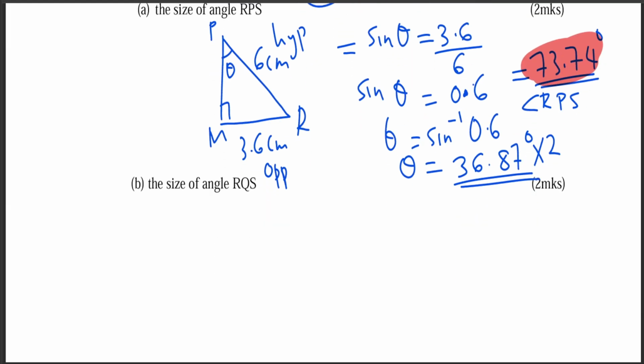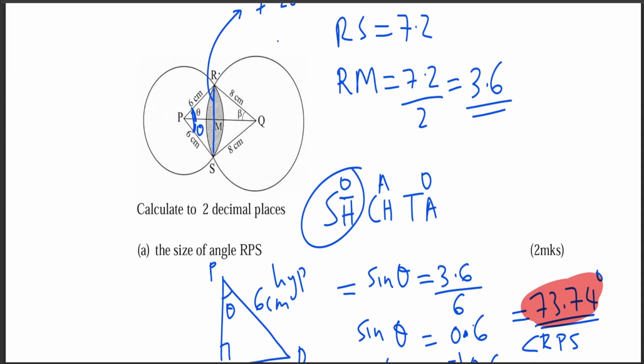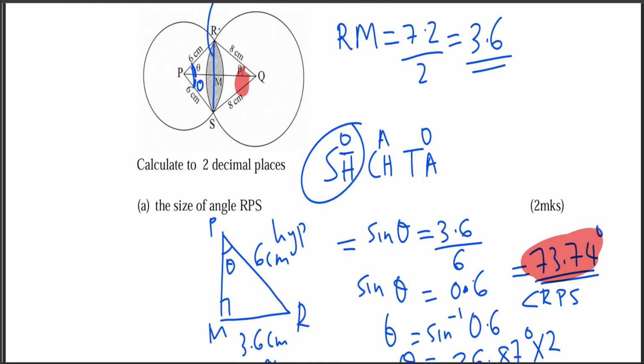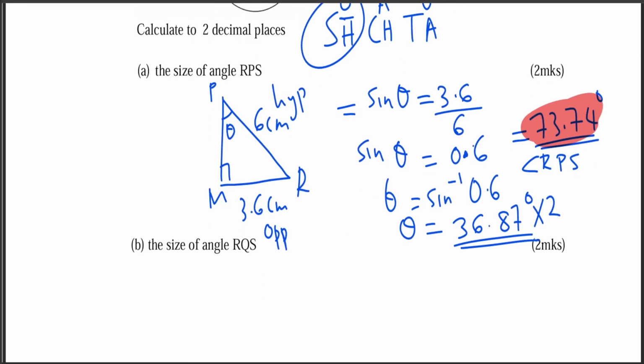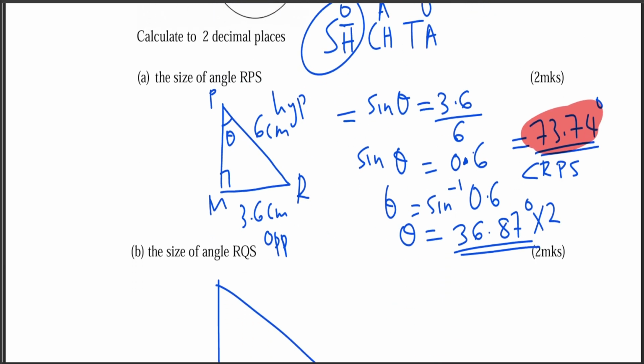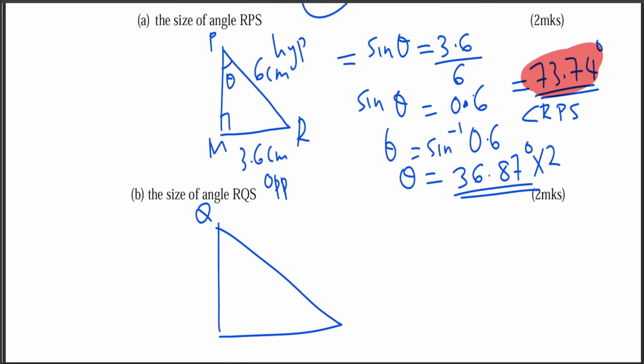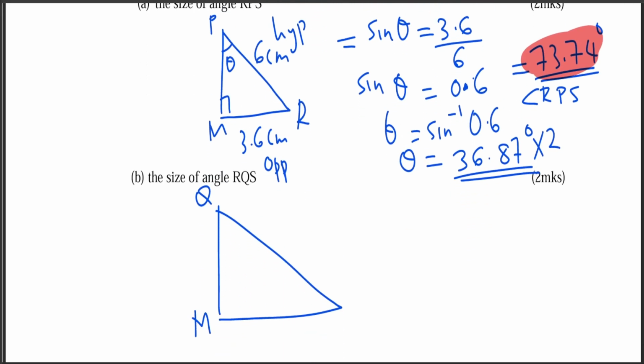That was 2 marks. Question B, the size of angle RQS. RQS, which is now this whole thing here. Now you use the same methodology, which is the easiest methodology. We have to draw a triangle again. So here at the top this time is Q, and then M we have here, and then we have S.